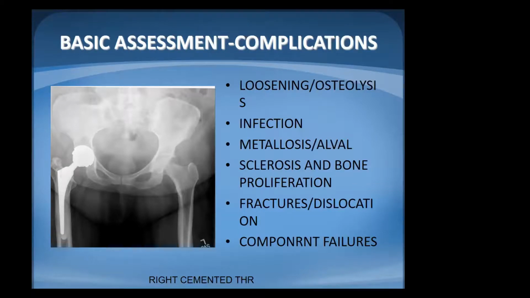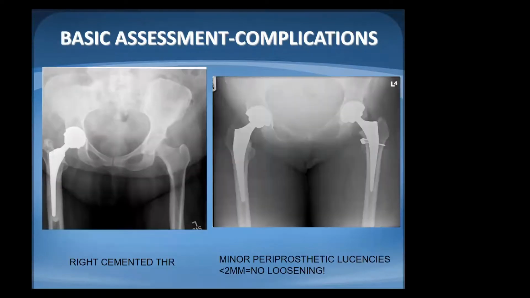Right, okay. Other things that are important are the usual complications of the prosthesis, like loosening, infection, metallosis, and alveolar sclerosis and proliferation, which are good news. Later on, we're going to discuss and give examples of metallic implant failure and dislocations. So let's go over a few examples of complications that can occur and how you read them. I'm just going to put this up as a reference so that I can compare and contrast with what I see as abnormal on another hip replacement.